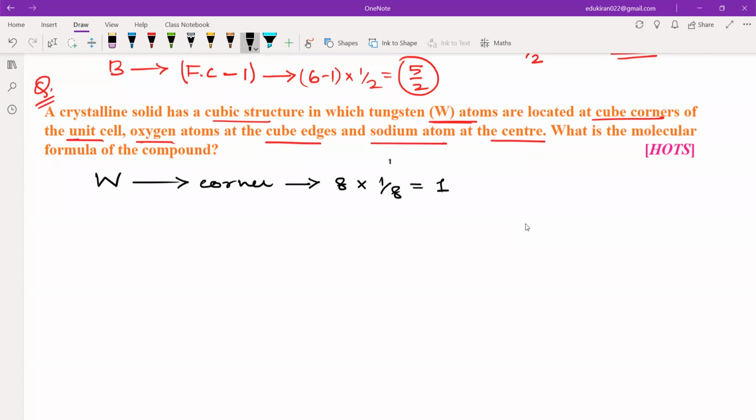Any doubt till here? No, sir. Okay. Now oxygen atom. Where are the oxygen atoms? Edge. Only Saif is speaking, why are the others quiet? Hujaifa, Hishma, Khalil, you can also speak. Where are the O atoms? Please turn the mic on and tell me where are the O atoms.